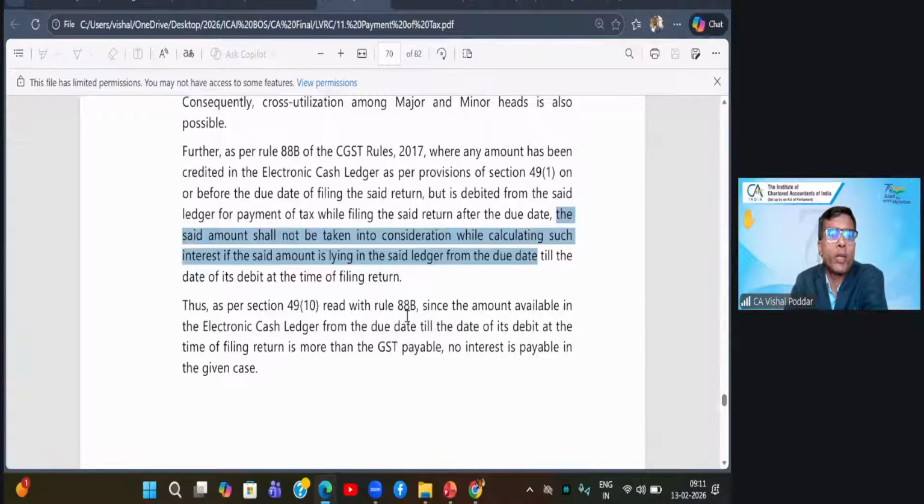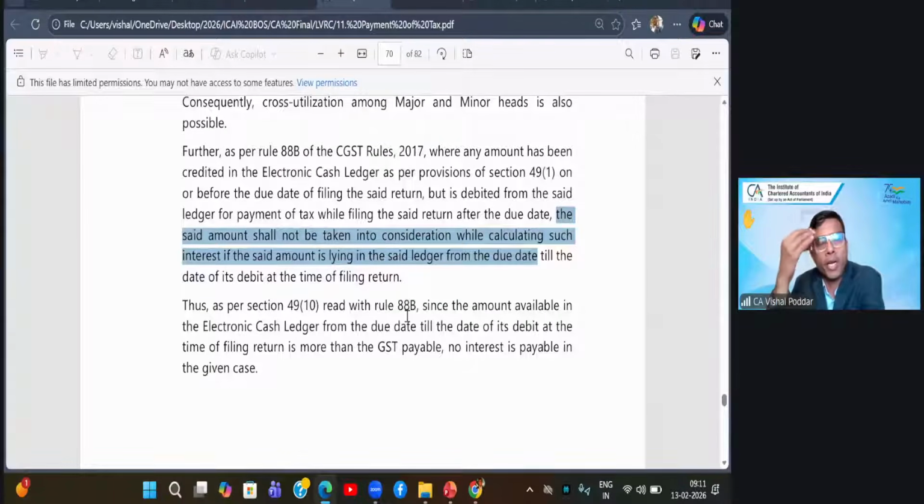Now, the interesting point over here is that they are not mentioning the amount which is credited to your respective major or minor head. It simply says the amount which is lying in your cash ledger. Now, in our given sum, I have a decent amount lying in the cash ledger. The only problem is it is lying under different major and minor heads, whereas what I have to pay today is the amount of CGST or SGST tax only, where I only have 40,000.